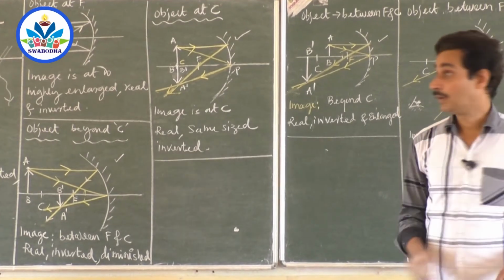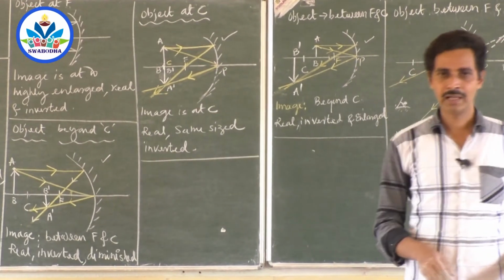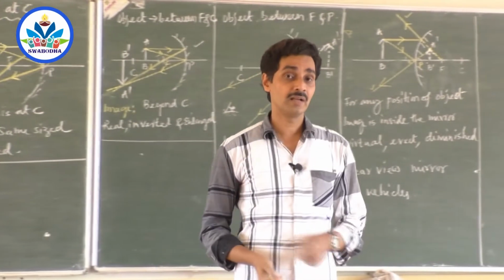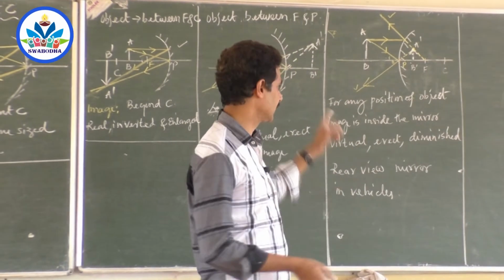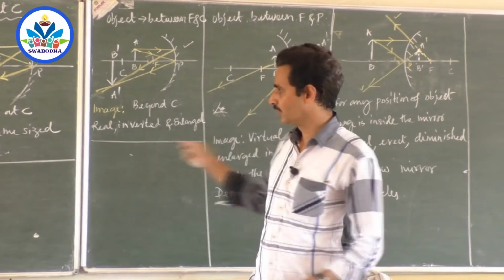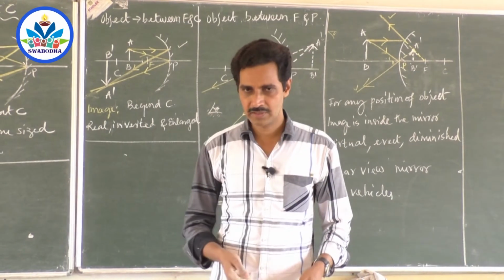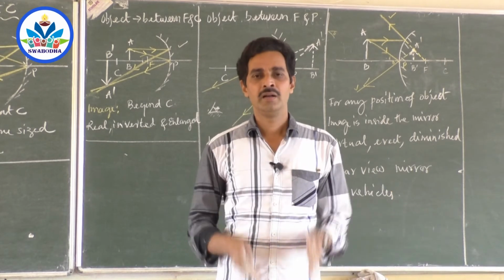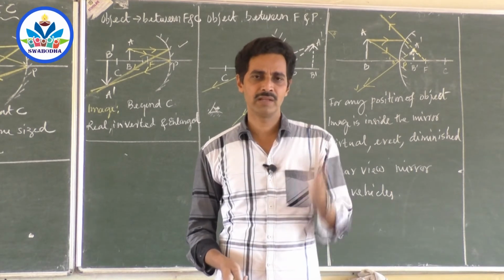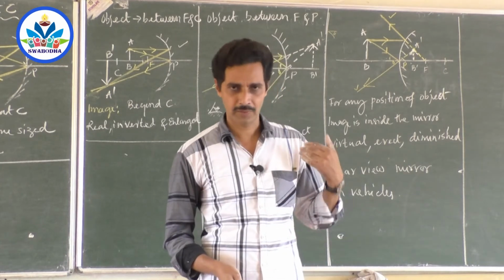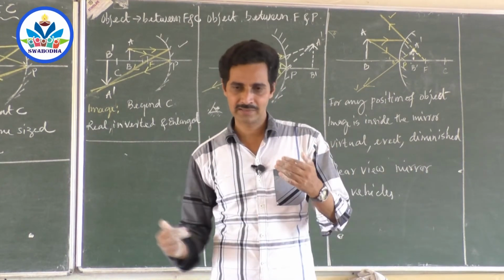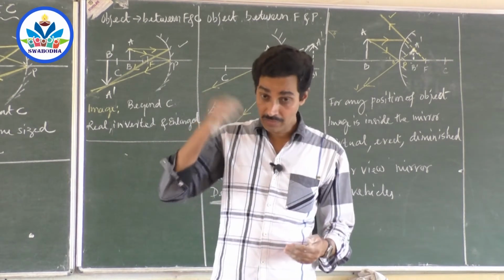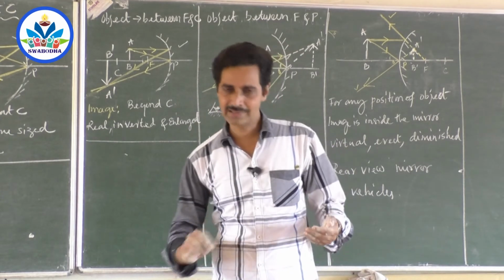So it always forms a virtual, diminished, erect image. And virtual images are always erect. Remember, virtual images are always erect. So that's about the formation of image. This may be a question for the examination, and this idea of all the types of images, image formation, is very, very important while you solve problems. You must know that the answer should be like this and like that. So you should bring all those ideas when you solve the problem. I got this answer.